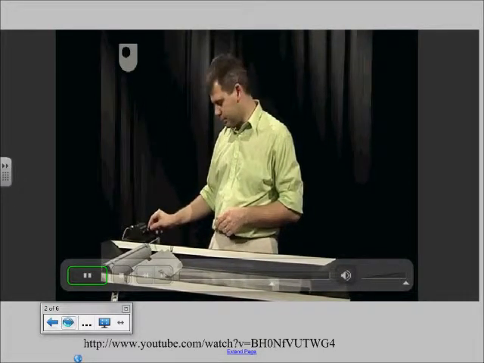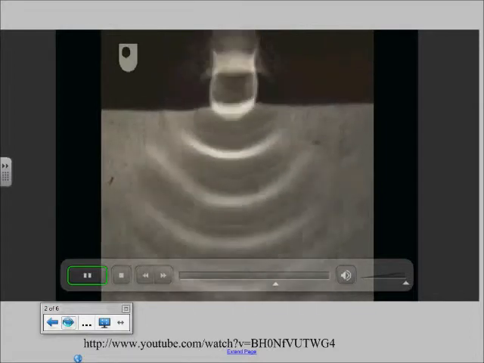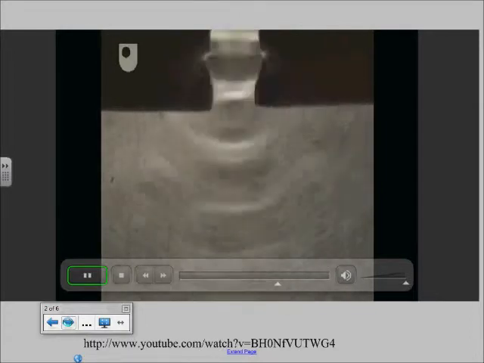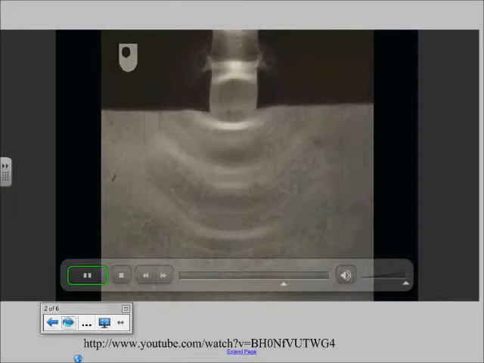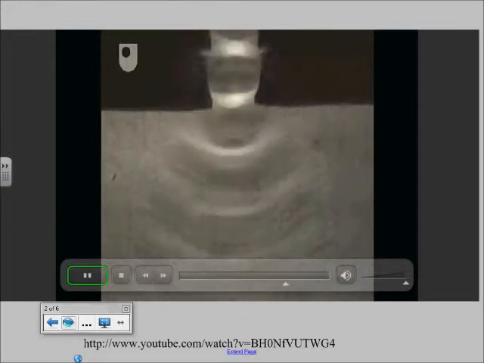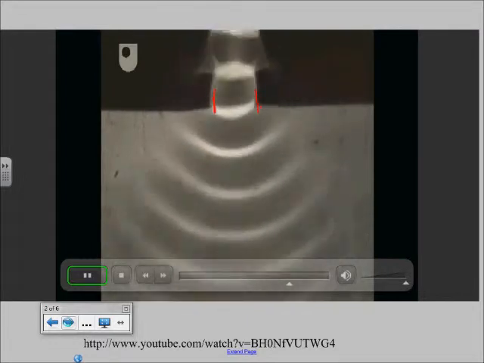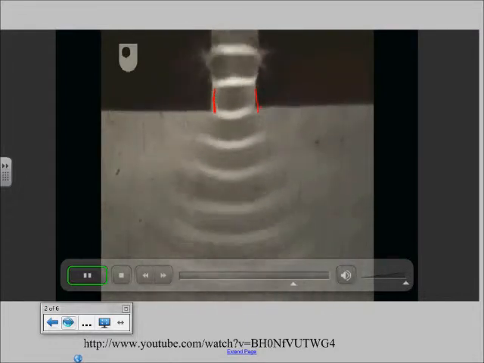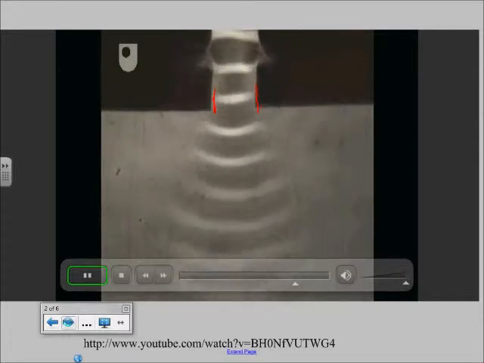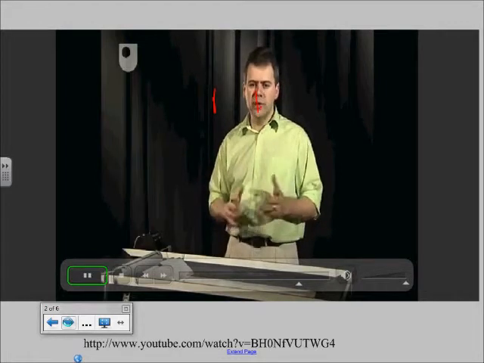He's saying now he's going to change the frequency and effectively therefore change the wavelength, making the wavelength bigger. And we get quite strong diffraction occurring because the wavelength is quite large relative to the size of this slit, this gap through which the waves are passing. He's now, I think, starting to make the wavelength a bit shorter. Let's see if that's what's happening.